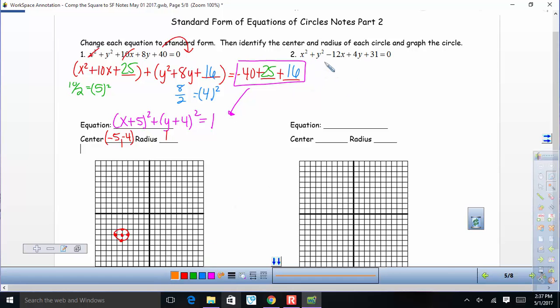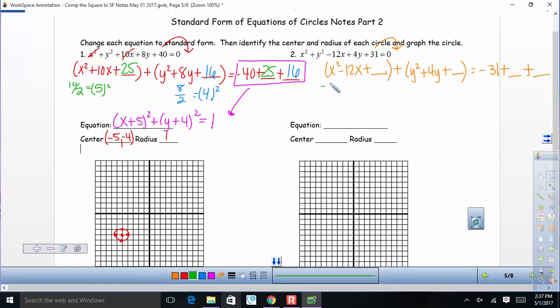So in number 2, what would my x's look like when I group them? X squared minus 12x plus blank. Okay, plus when I group my y's, what do I get? Plus blank. Very good. Okay, and then this 31 needs to move to the other side. When it moves to the other side, it becomes negative. So I get negative 31, and then I have plus blank, because we have 2 here. We have to have 2 on the right-hand side.